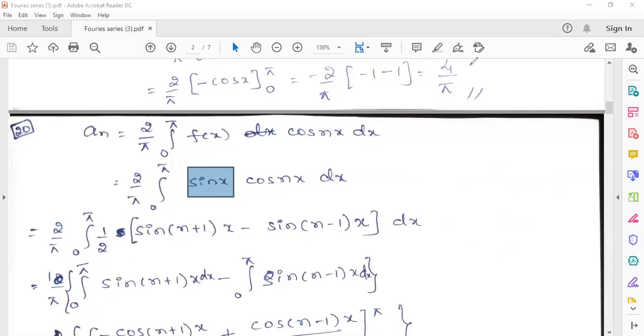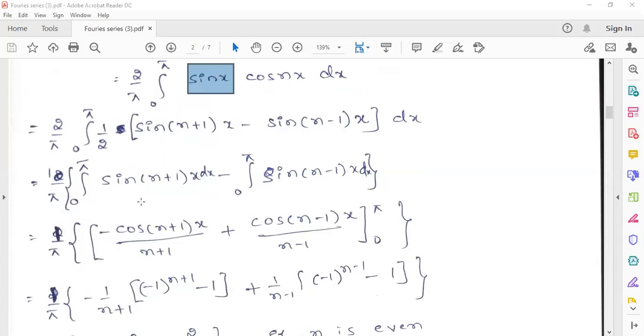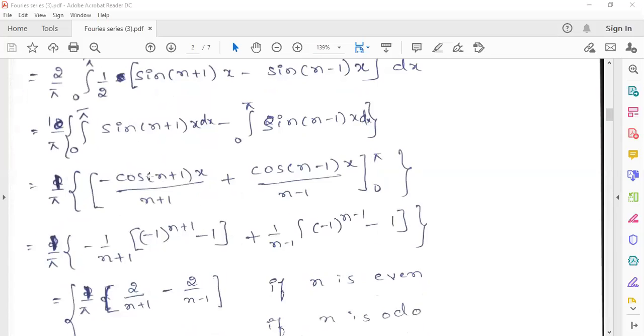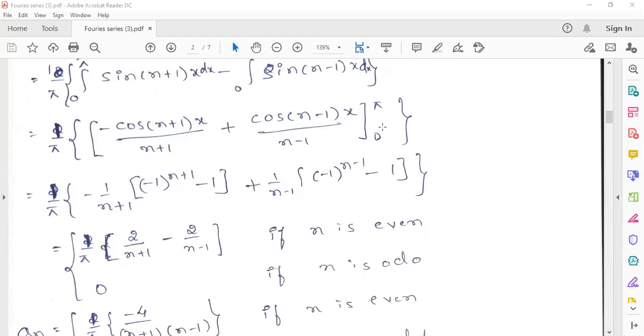Now we have to integrate this with respect to x in the interval 0 to pi. The integration of sin of n plus 1 x is minus cos of n plus 1 into x divided by n plus 1, and the integration of sin of n minus 1 x is minus cos of n minus 1 into x divided by n minus 1. Minus of minus will become plus here. Now you put the interval 0 to pi. Here minus 1 by n plus 1 I will take out. If you take minus 1 by n plus 1 outside, the remaining thing will become cos of n plus 1 into pi upper limit minus cos 0 lower limit. Here 1 by n minus 1 I will take out. The remaining thing is cos of n minus 1 x.